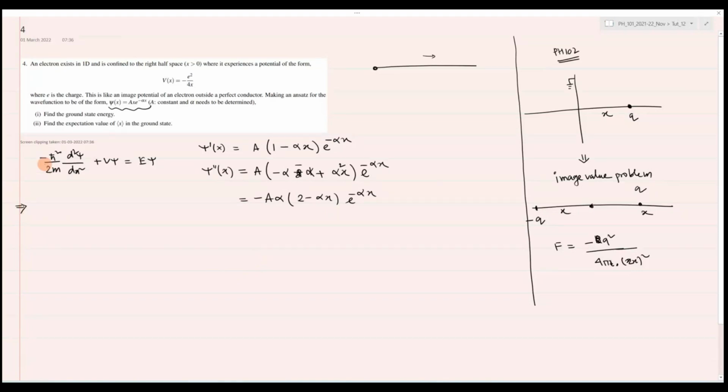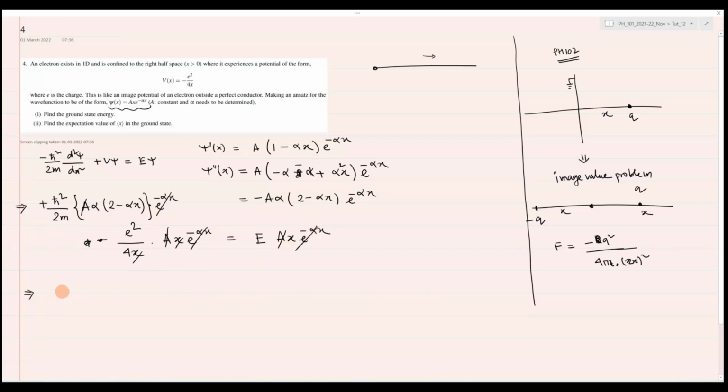So it will become minus h cross square by 2m, and this will become plus a alpha (2 minus alpha x) e to the power minus alpha x, plus, okay, minus e square by 4 times a x e to the power minus alpha x, is equal to e a x e to the power minus alpha x. The a will get cancelled, the x will get cancelled, and e to the power minus alpha x will get cancelled.